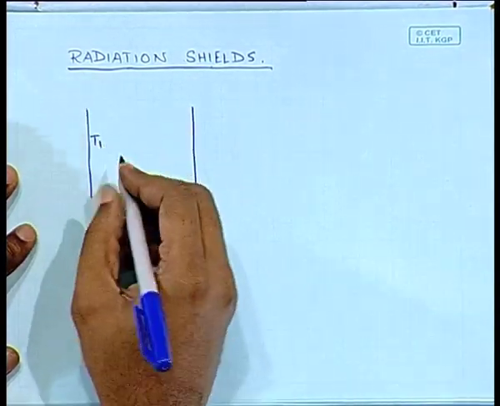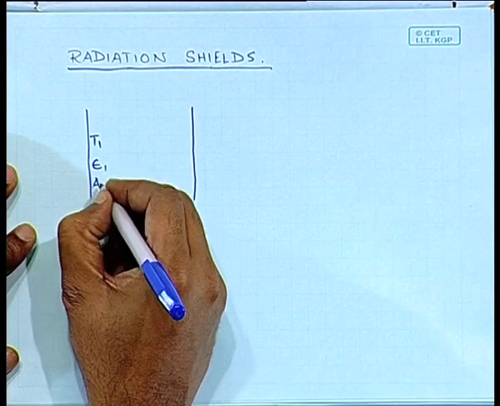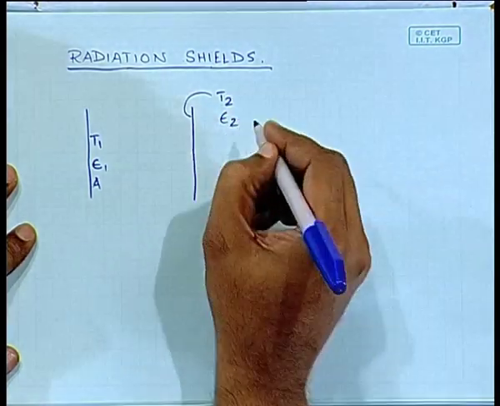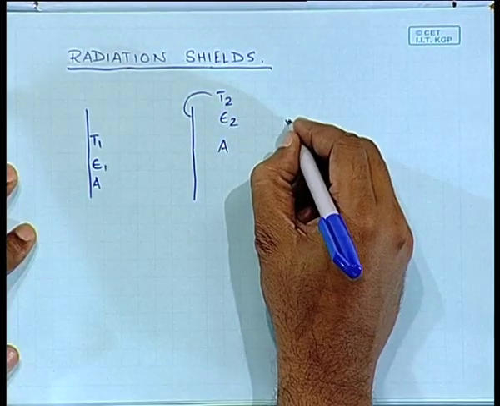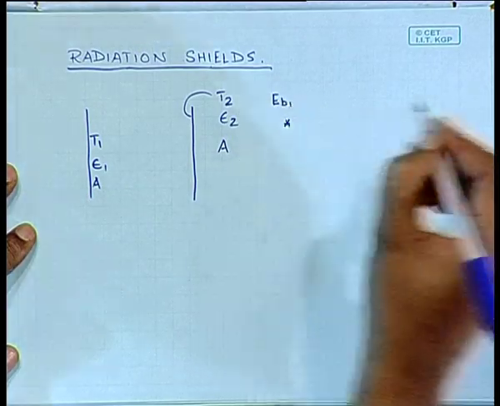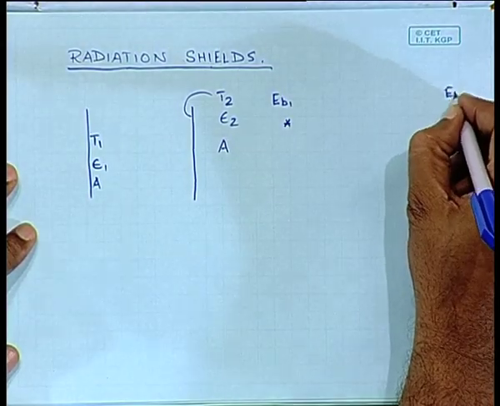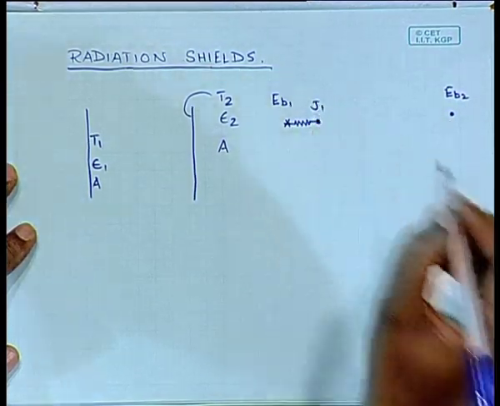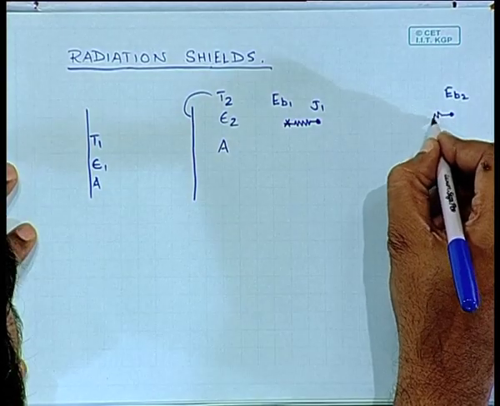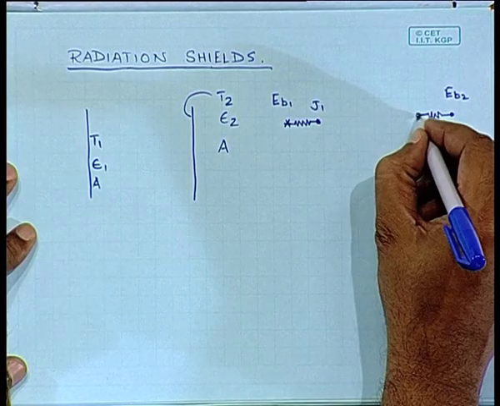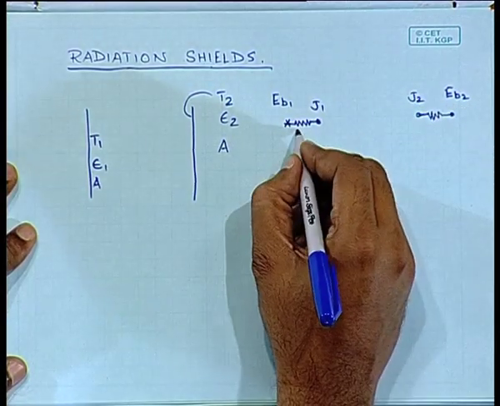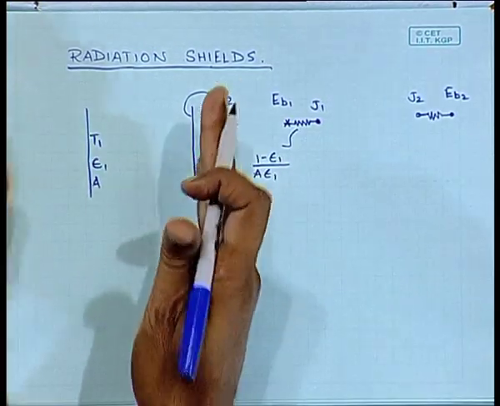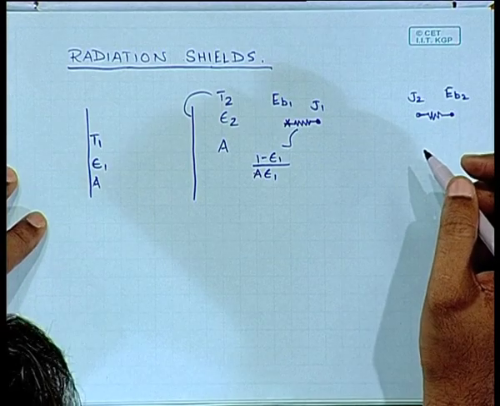The temperature is T1 and emissivity epsilon 1, and let us say the area is A, and this surface is T2, epsilon 2 and A. So, if I have EB1 and EB2, I am going to have a surface resistance, and this is going to be my J1 as we have done before. This is going to be the surface resistance of surface 2, this is J2, and this we already know is going to be 1 minus epsilon 1 by A epsilon 1, and since these are two parallel plates, I am assuming that the areas are the same.